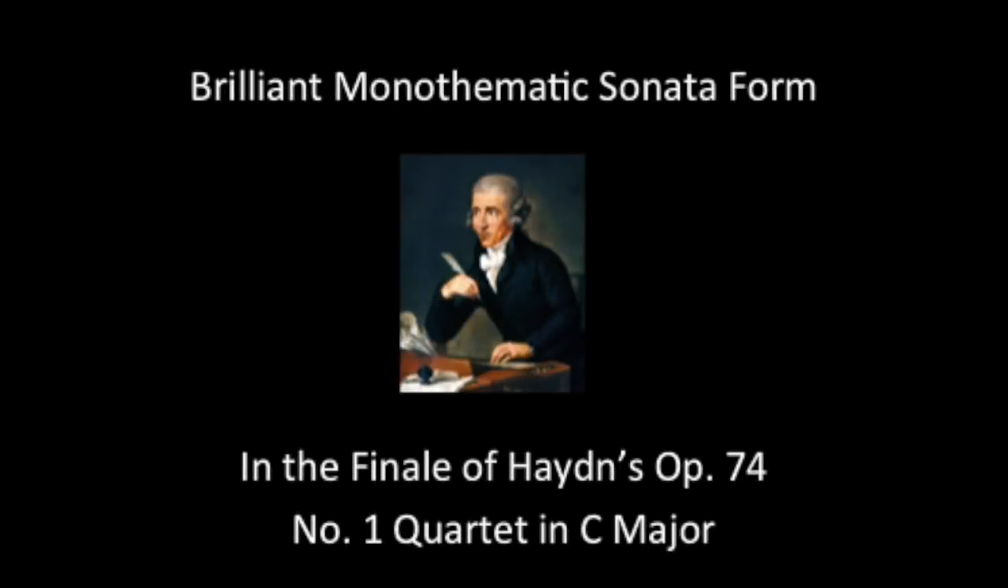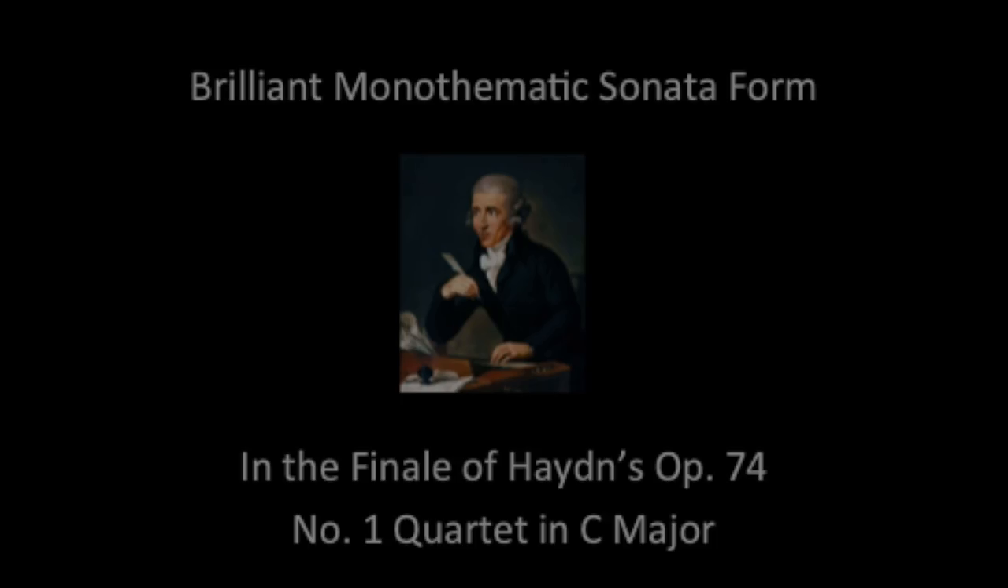In this video, I'll discuss the brilliant monothematic sonata form used by Haydn in the finale of his Opus 74 No. 1 Quartet in C major. In the monothematic sonata form, the second theme is just a reworking of the original first theme.